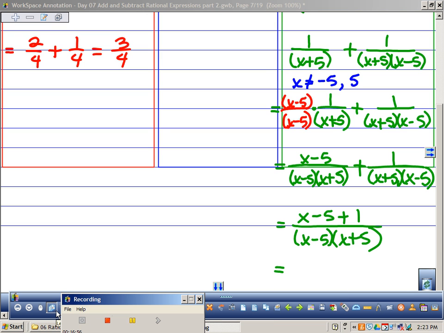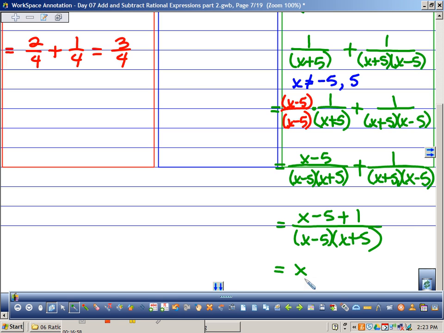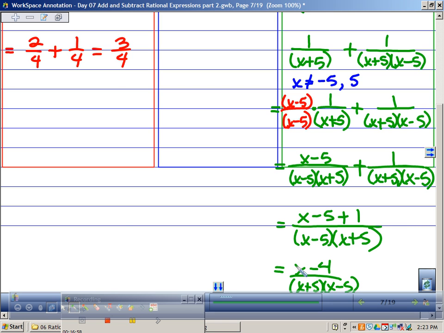So now I'm going to combine. I've got an x, a negative 5, and a positive 1, which make negative 4 over x plus 5, x minus 5. That's that. There's nothing else I can simplify. We've combined everything. If it was something that I could factor, then I could possibly cancel, right? All right, so when we get to this point, it's like your multiplying and dividing worksheet, or no, the simplifying worksheet that we did, right?